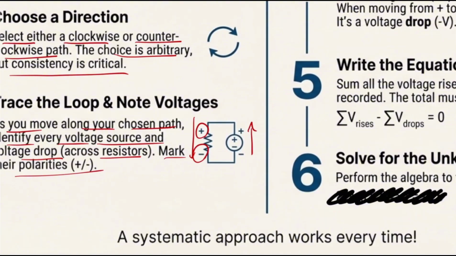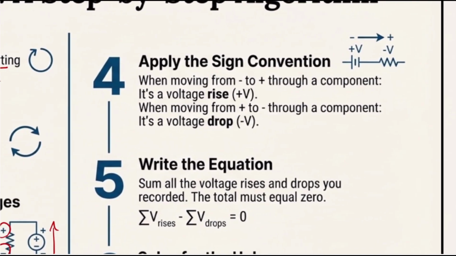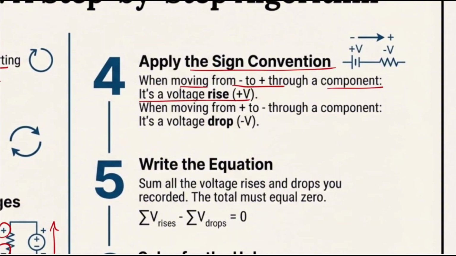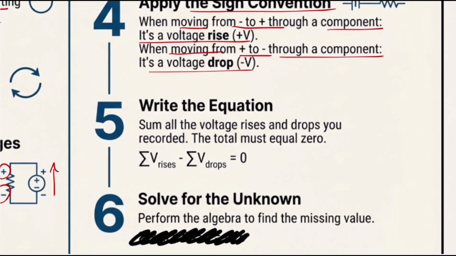Step number 4 is to apply the sign convention. When moving from negative to positive through a component, it's a voltage rise. As we are moving from negative to positive, when we are moving through our source, we are going to have a rise in voltage itself. And when moving from positive to negative through a component, it's actually a voltage drop because of a resistor. And we can write down the equation as we had related to the KVL.